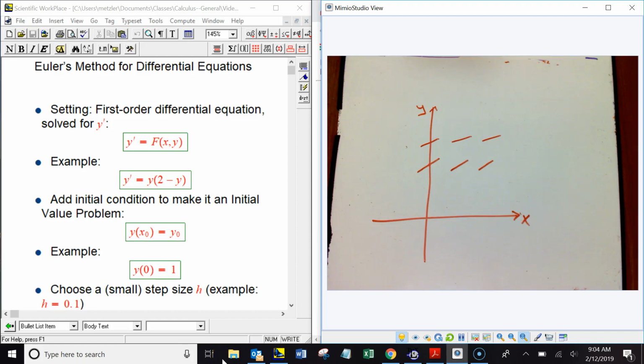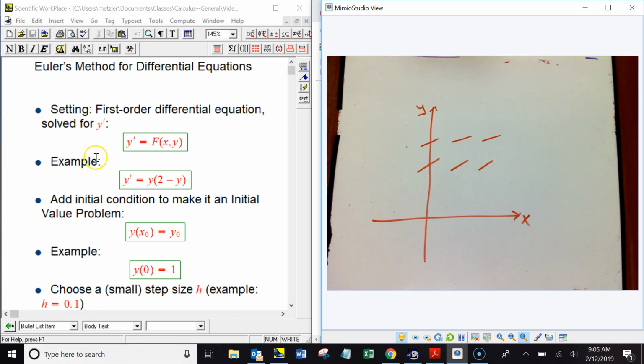This is about Euler's method for differential equations. This is a numerical method for approximately finding the solution for a differential equation. It's the basis of a tremendous variety of more sophisticated methods, but it's the only one that we talk about in the BC calculus curriculum.